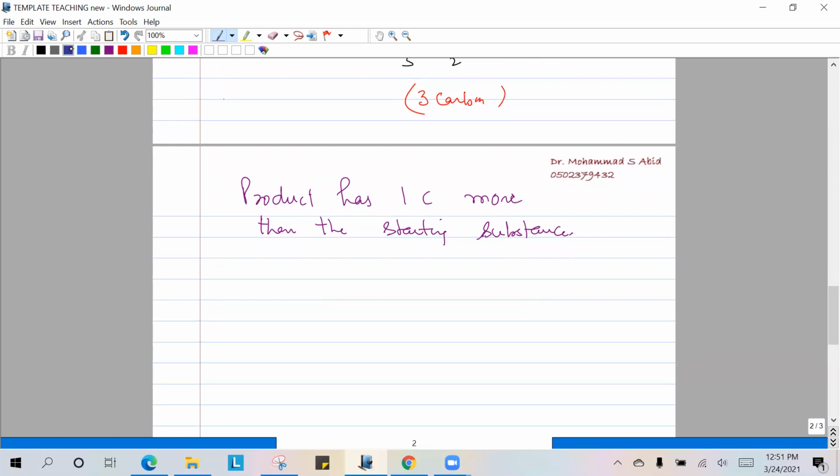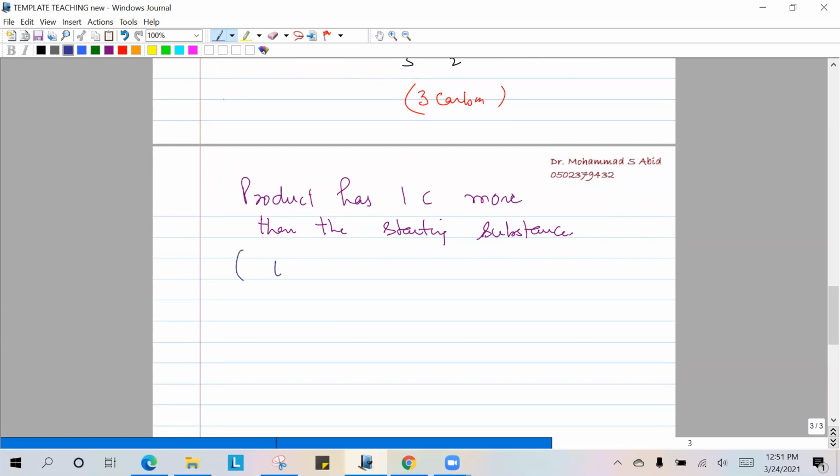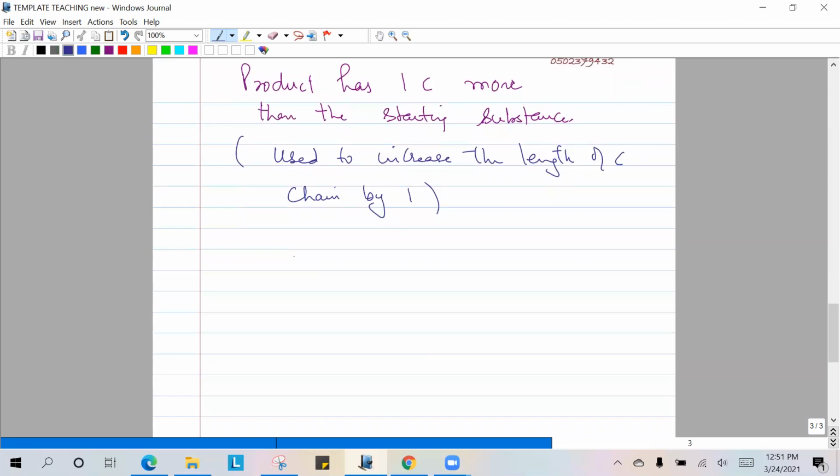So the importance of this reaction is that it is used to increase the length of the carbon chain by 1 carbon. That is the important point. Now we have got this product, CH3CH2CN. So we need to name it. First thing is that this is your functional group over here, the CN.